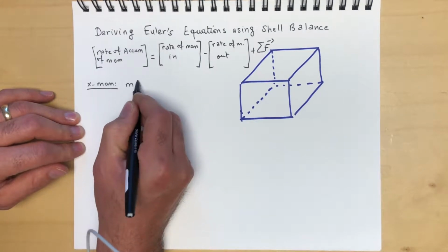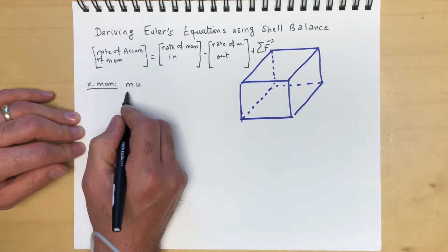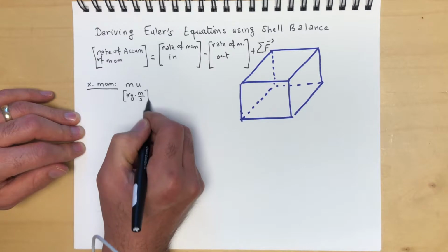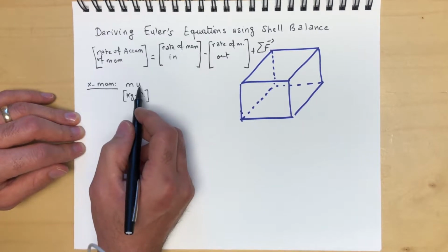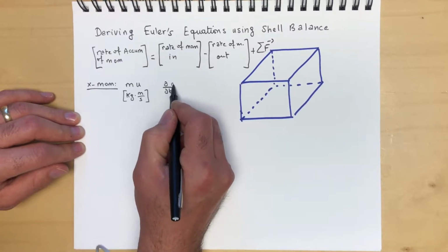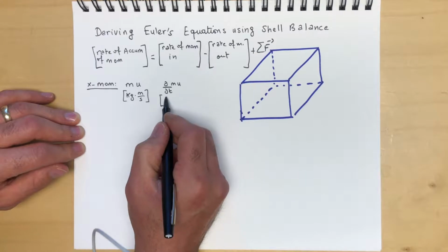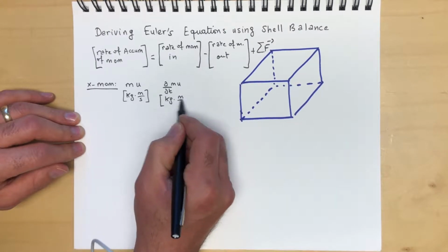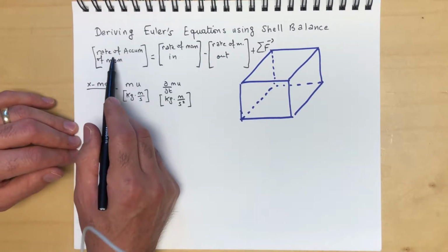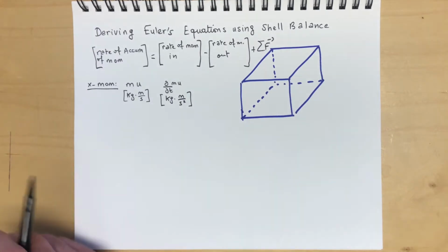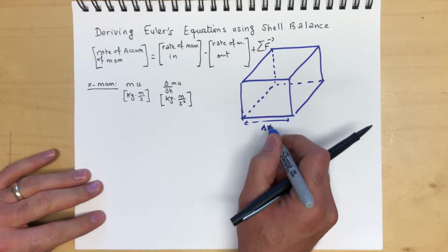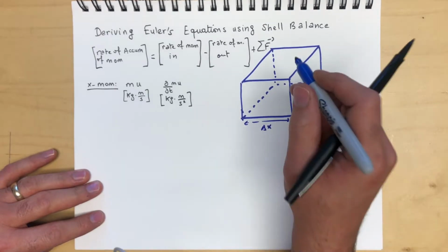So for x momentum, that's mu, so the x momentum. The units here are kilograms times meter per second. The rate of momentum accumulation is d by dt of that. So the units would be kilograms times meter per second squared, just to keep the units in mind. Now the rate of accumulation of momentum in this control volume, so let's say this has distance delta x and then delta y and then delta z.